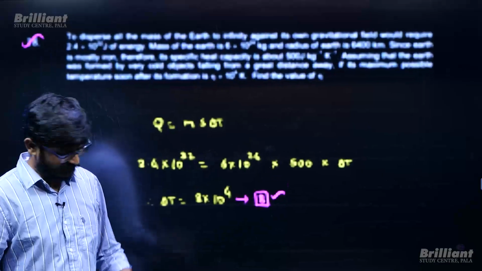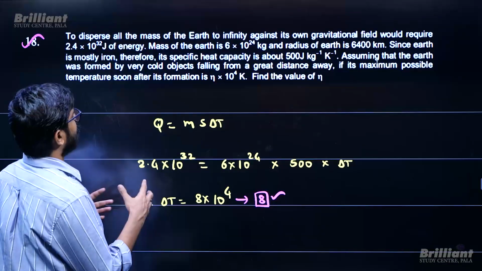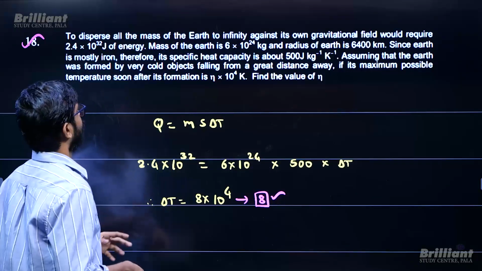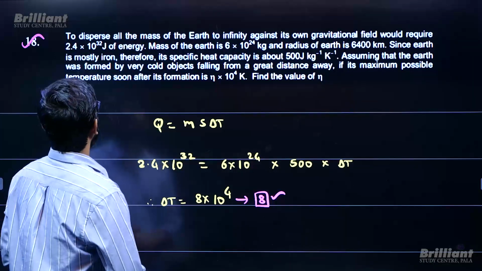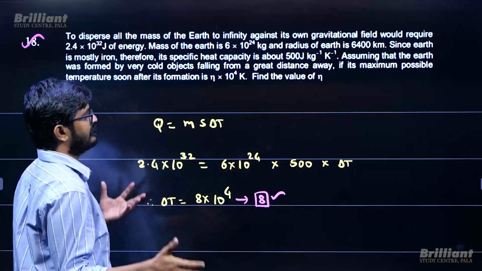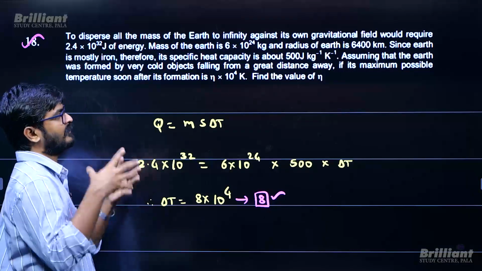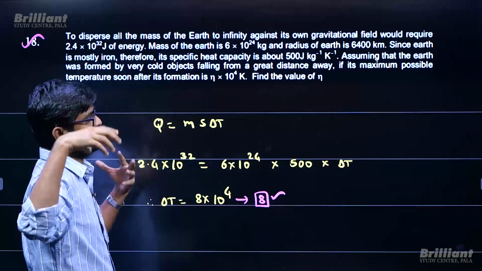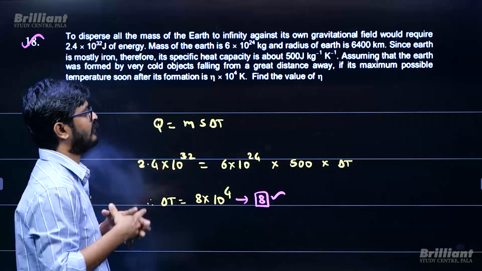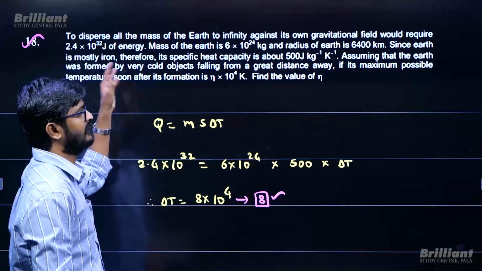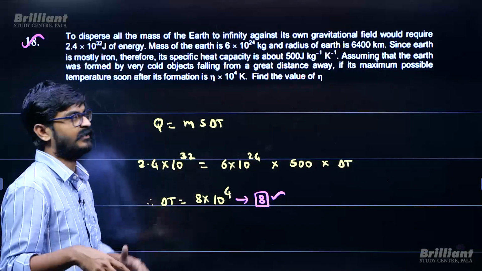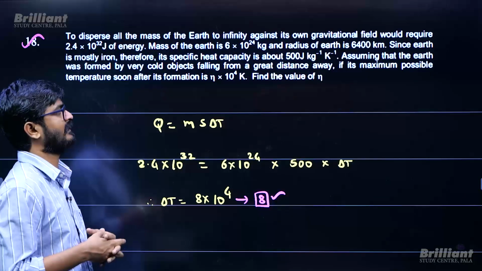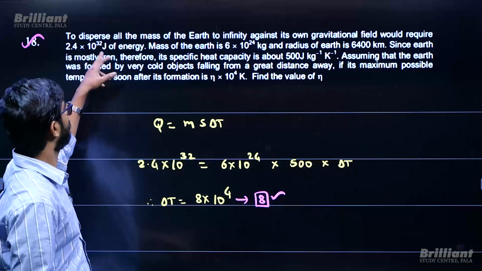So the next question goes like this: to disperse all the mass of the earth to infinity against its own gravitational field, we need to give this much amount of energy. That much energy is needed to break the earth. So if the earth is forming from infinity, like if all the particles of the earth were at infinity and they come closer and form the earth, they will be giving out this much amount of energy. That's what they were saying. So while the earth is forming, if you assume these are the initial conditions, when the particles are coming from infinity and forming the earth, they will be giving out this much amount of energy.